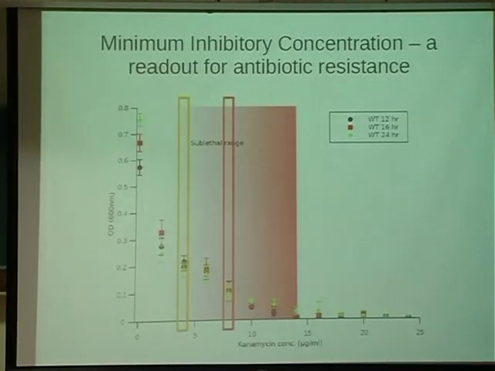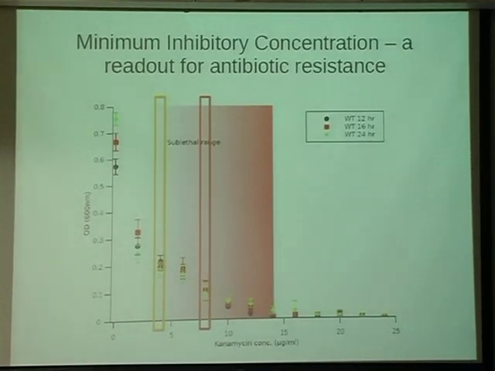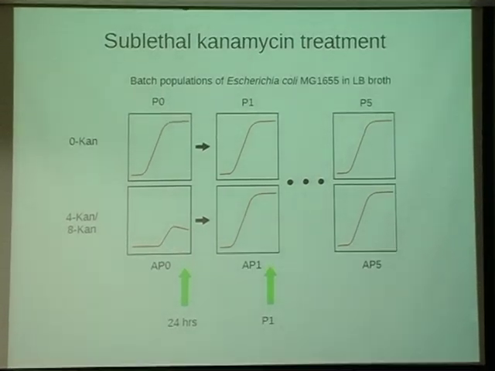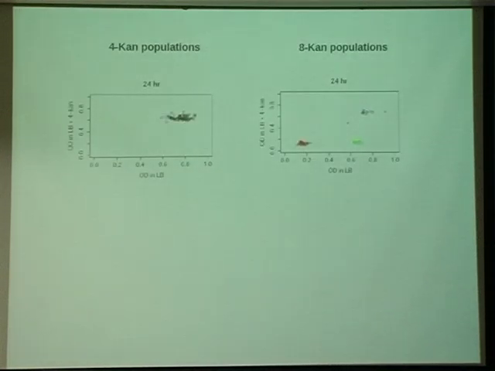So just very quickly, we use the MIC as a readout for tolerance, and we have taken around two concentrations. One is 25% and the other about 50% of the lethal dose. And this is our regime. We use batch culture to grow E. coli either in the presence or absence of antibiotic. We transfer populations every 24 hours. And maybe what I'll do is show what are the differences we see at two different concentrations at particular time points in this evolution experiment.